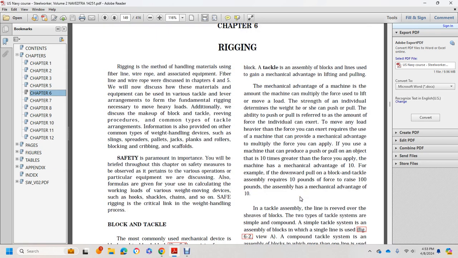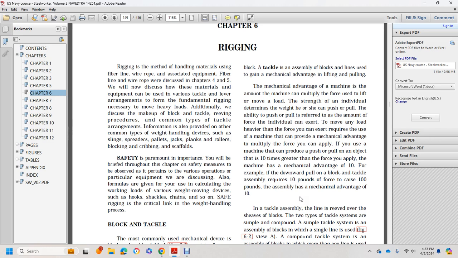A tackle is the assembly of blocks and lines used to gain mechanical advantage in lifting and pulling. Mechanical advantage is the amount a machine can multiply the force you apply to lift or move a load. The strength of an individual determines the weight he or she can push or pull. The heavier the load, the more it requires a machine that can provide a mechanical advantage to multiply the force you can apply.